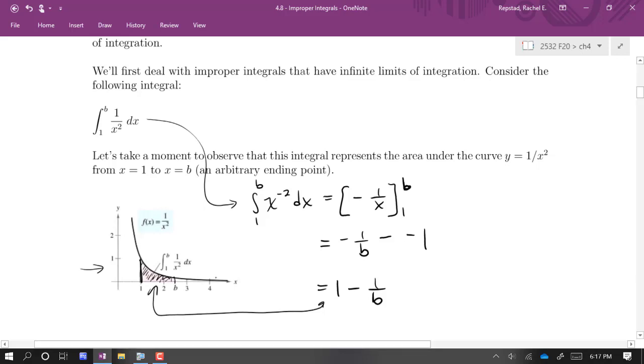But as you go, this function is approaching 0. As you keep going, you keep picking up more and more area, but you keep picking up smaller and smaller bits, right?